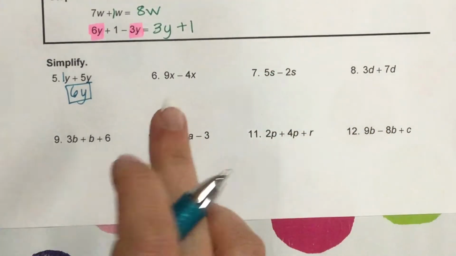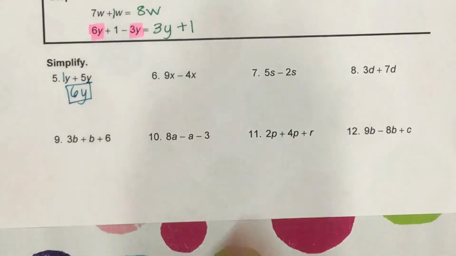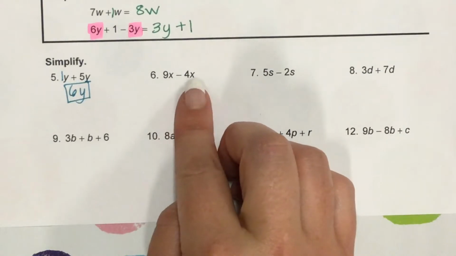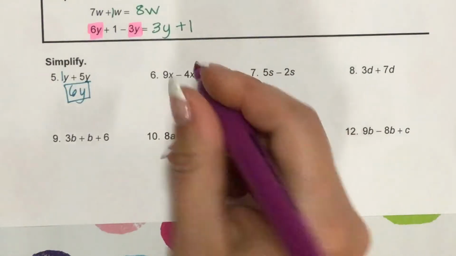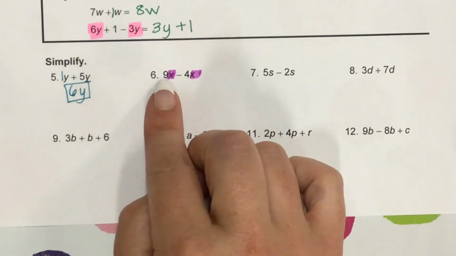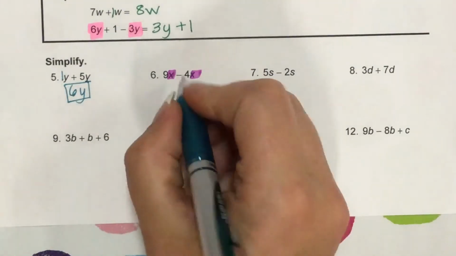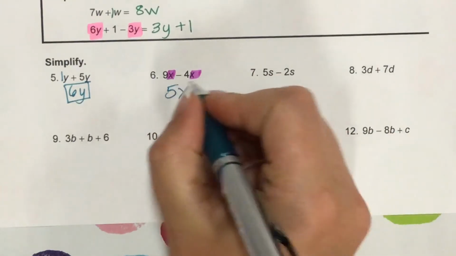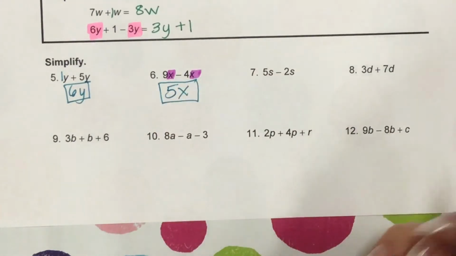Okay, the next one, number 6. If you see here, we have 9x minus 4x. They both have that x, so that means they're like terms. So basically what we're doing is 9 minus 4, which is just 5, and then we add that x on there, so 5x. If you got that one right, great job.